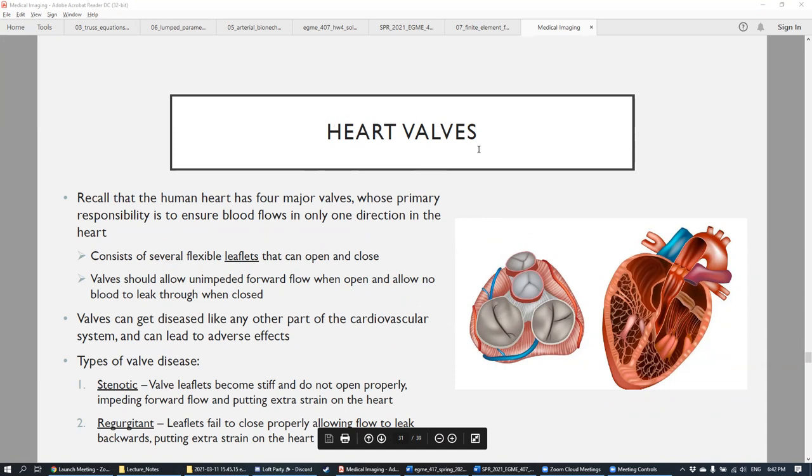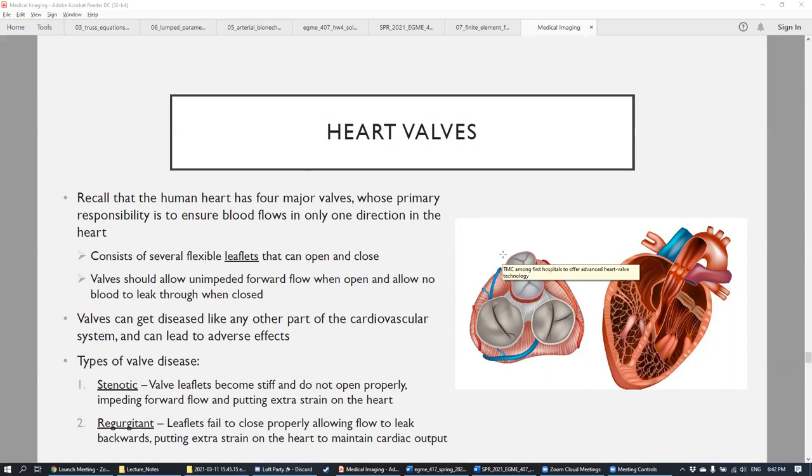When I say heart valves, obviously you're born with heart valves, so you don't have to get surgery just to get them. The primary place where you have heart valves is inside your heart. These are the four heart valves that you normally have in your heart. They are responsible for making sure that blood only flows in one direction, and they consist of several flexible leaflets that can open and close.